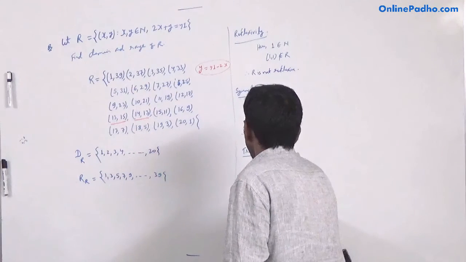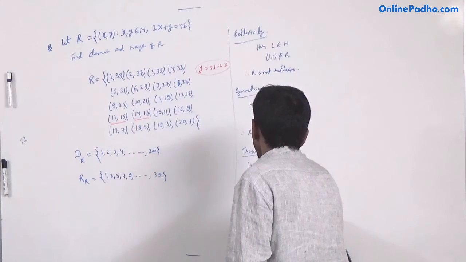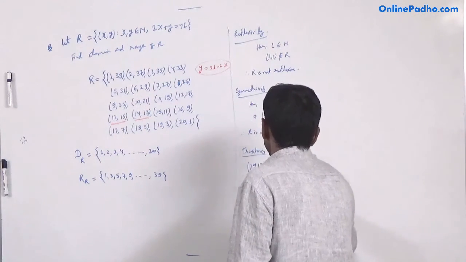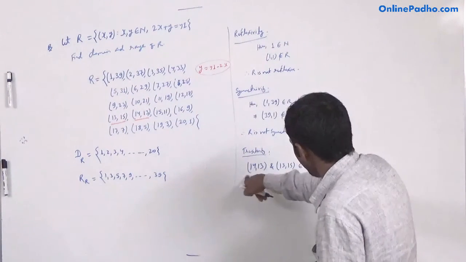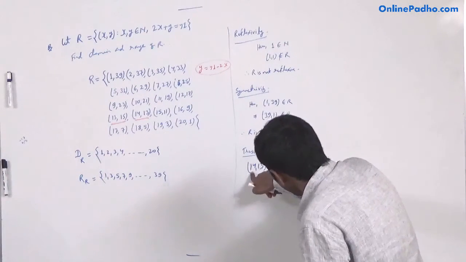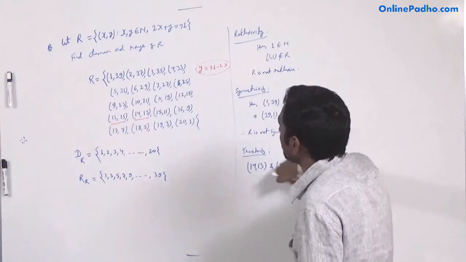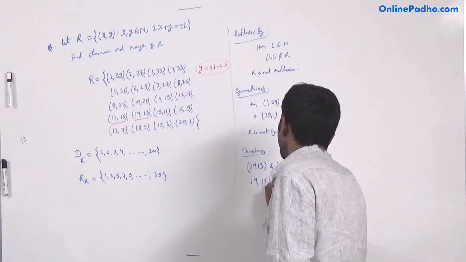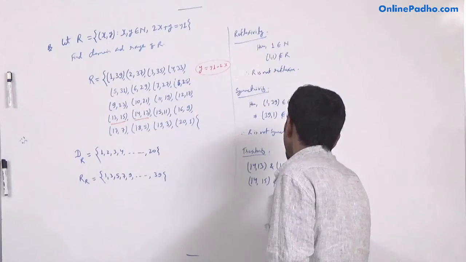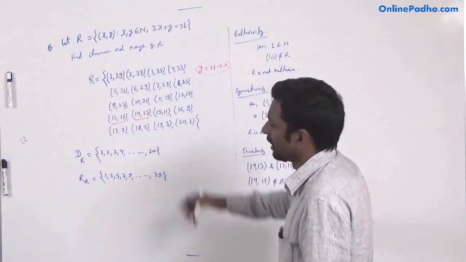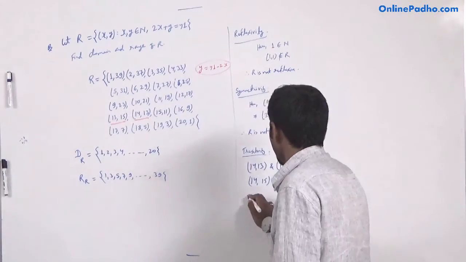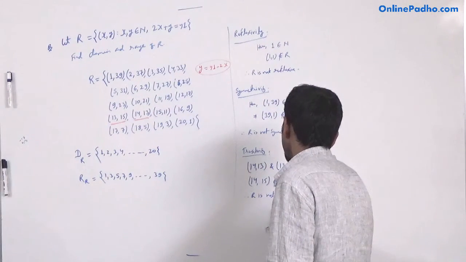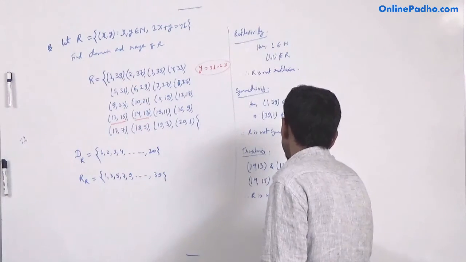Here (14,13) and (13,15) belong to the relation. If (14,13) and (13,15) belong to the relation, then (14,15) must belong to the relation. Is it? No. Here (14,15) does not belong to the relation. (14,15) is not a part of this relation. So therefore R is not transitive.